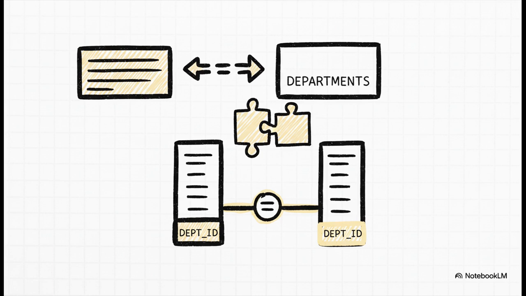And now for the most important part, the rule. On employees department ID equals departments department ID. This line is basically the bouncer at a club. It says only connect a row from employees to a row from departments if their department IDs are a perfect match. Let's see what happens.